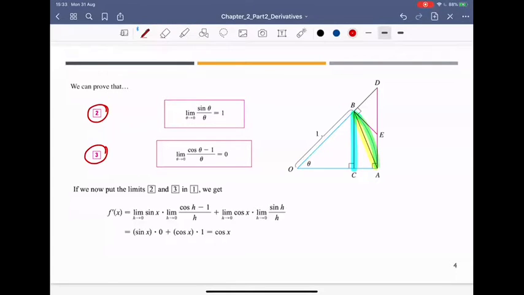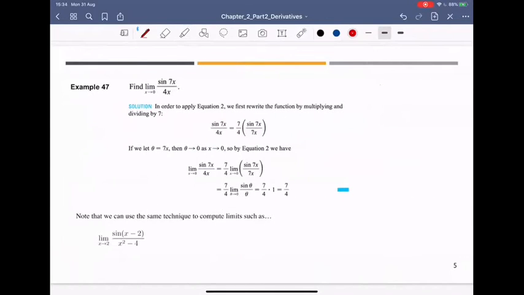All right, and once we have those two, we can plug them into our equation from before, and we're going to get that f prime of x equals cosine x. This proves that if you start from sine x and you differentiate, you get cosine x. Good. It looks good, right? Differentiate sine, you get cosine.